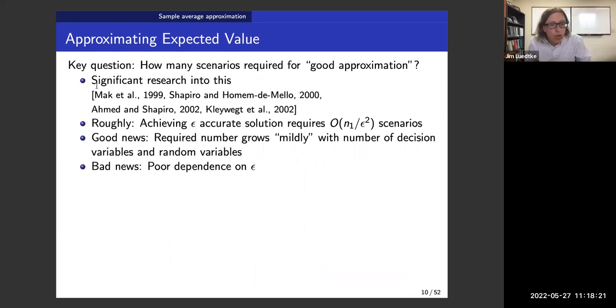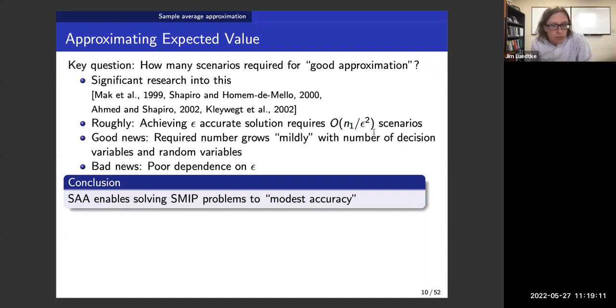Okay, so naturally, there's a whole lot of research that goes into studying this question. And at a very high level, in a wide variety of problem settings, including integer settings, which is important for this talk today, roughly, if you want a solution that's epsilon accurate, then the number of scenarios you need in your sample average approximation is going to scale with two main parameters. The first I'll focus on is the number of decision variables in the first stage, that's N1, or say N1 plus P1, so the total number of decision variables in the first stage. And it scales linearly with that. So that's actually the good news: the number of scenarios is growing mildly with the number of decision variables. And it doesn't have a very strong explicit dependence even on the number of random variables at all, which is quite surprising.